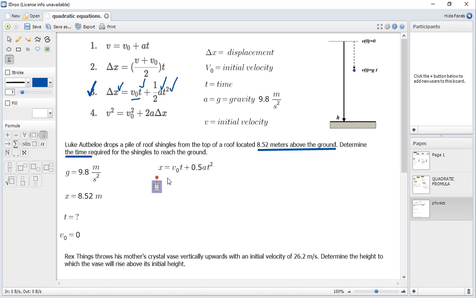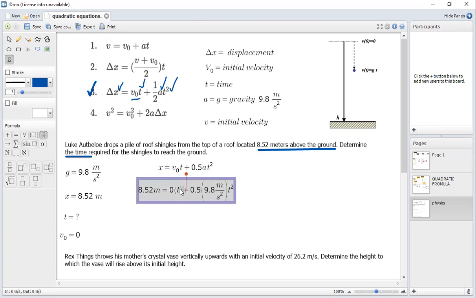Now it's time to replace values. What is the value for X? 8.52 meters. Now remember, this one represents meters. The initial velocity, what is it? 0, multiplied by the time that we don't know, right? Plus 0.5. What is the acceleration? 9.8 meters per second squared, right? And what is the time squared? Remember, the time squared is the value that we are looking for.